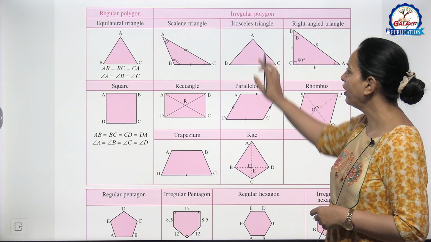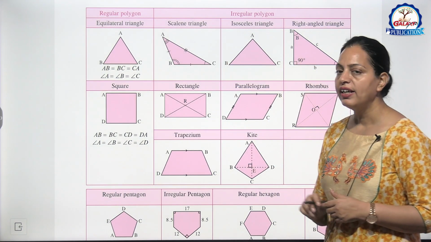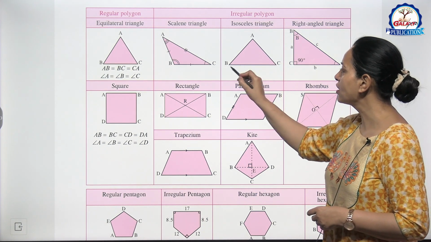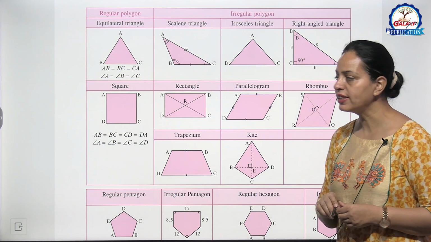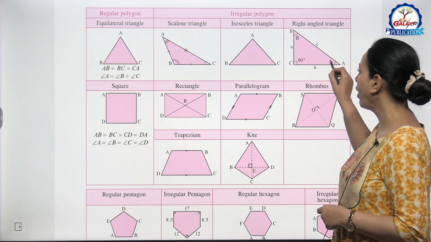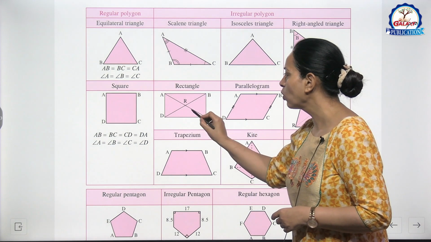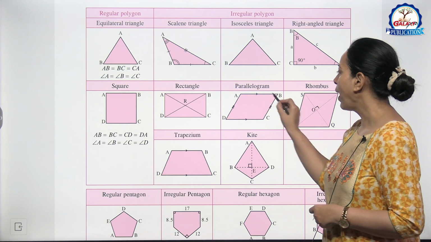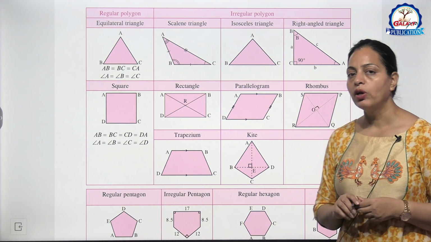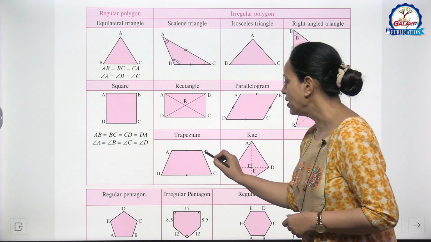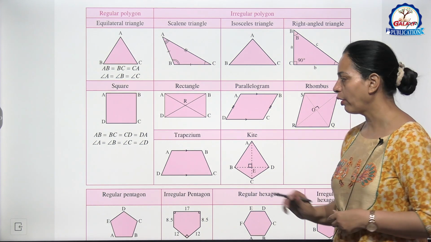And here we have irregular polygons like scalene triangle. All the sides are different. Isosceles triangle, this is also irregular because all the sides are not the same. And here right angle triangle, this is also irregular. Rectangle is also irregular. Parallelogram is irregular and rhombus is also irregular. Now trapezium is irregular, kite is also irregular.